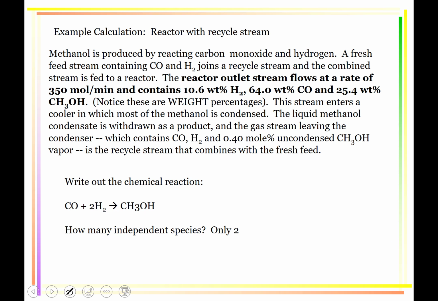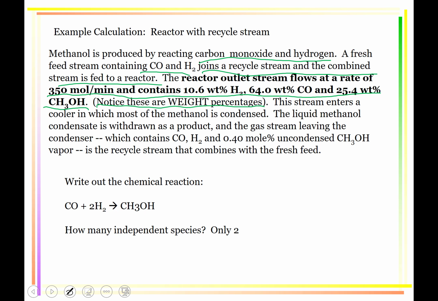Let's look at an example calculation. Methanol is produced by reacting carbon monoxide and hydrogen. A fresh stream containing CO and H2 joins a recycle stream, and the combined stream is fed to a reactor. The reactor outlet stream flows at a rate of 350 moles per minute and contains 10.6 weight percent H2, 64 weight percent CO, and 25.4 weight percent methanol. Notice that these are weight percentages.